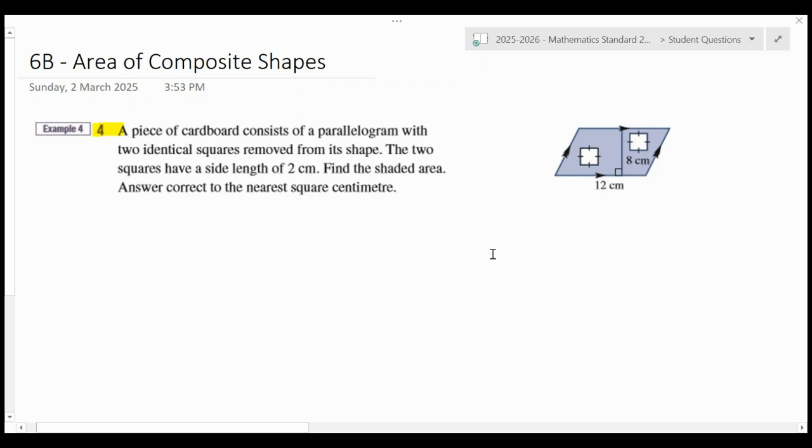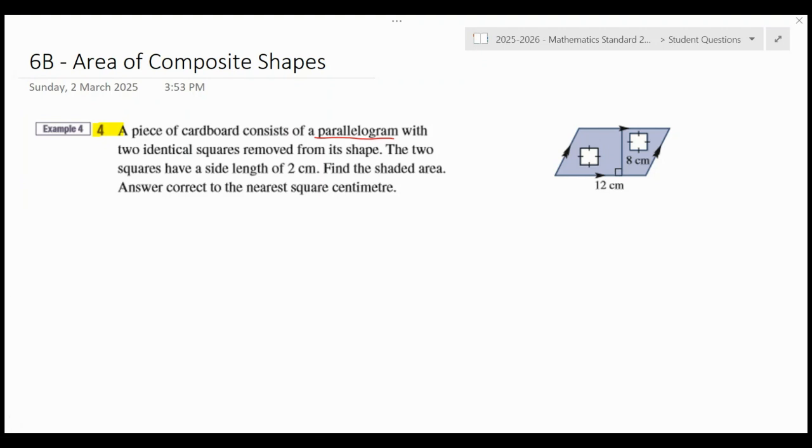All right, guys. Looking at exercise 6B, this is question 4. I've got a question about... I'm going to start off this one with a bit of revision in a way. A piece of cardboard consists of a parallelogram with two identical squares.